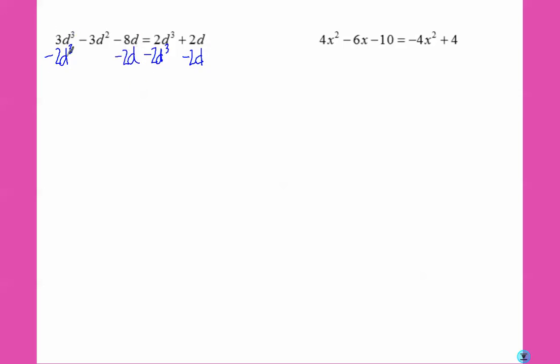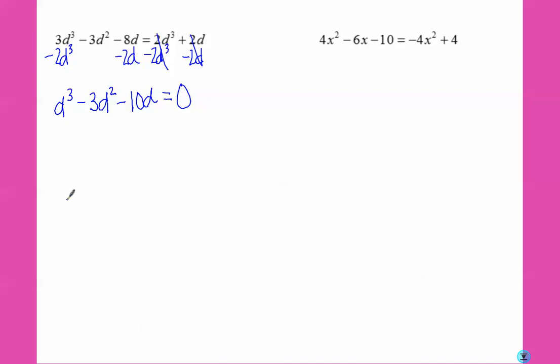So 3d cubed minus 2d cubed would just be 1d cubed minus 3d squared. Negative 8d and negative 2d would be negative 10d, and all of this cancels, so it equals 0. Don't let the equals 0 run away. If you start with equals, you got to have equals in every step.